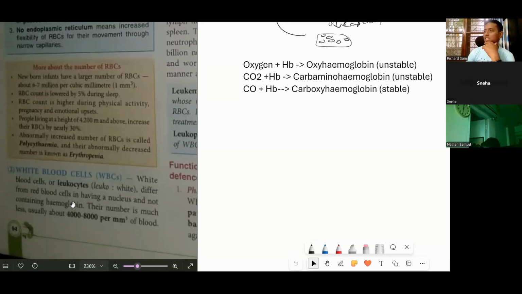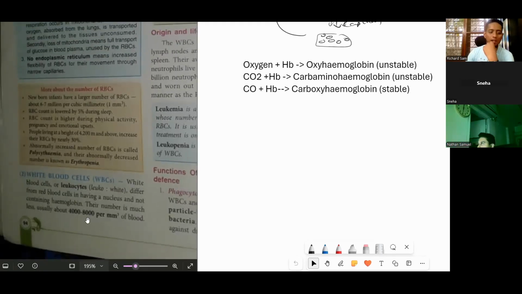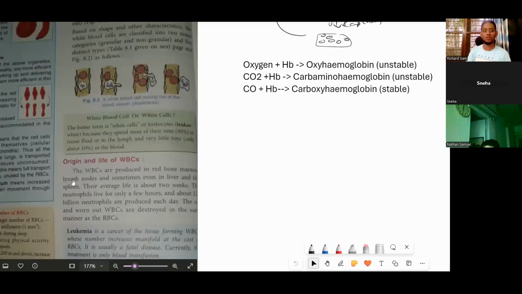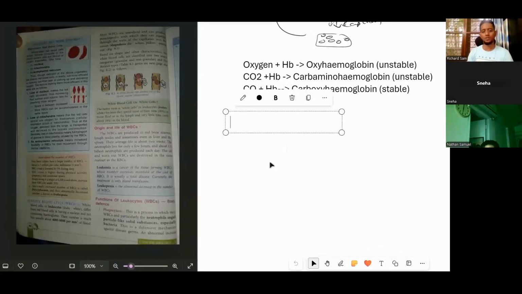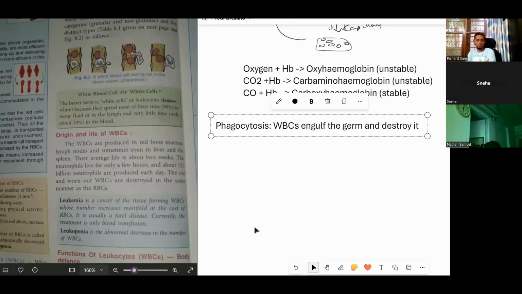What is the function of WBCs? Yes, it's for fighting germs, fighting pathogens. It can fight it in two ways. One is called phagocytosis. Write down that word, phagocytosis. Done writing? Okay. So phagocytosis is one of the ways they destroy germs, they engulf it. Another way they destroy it is they release antibodies. These antibodies will remain in the blood and will destroy the germs.